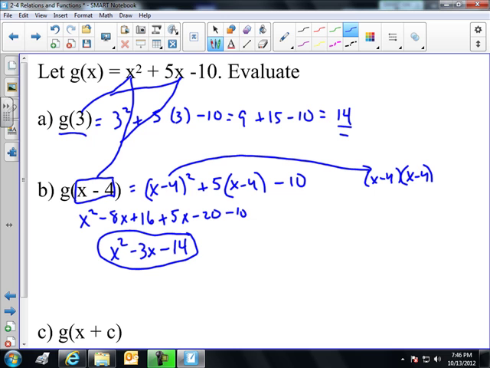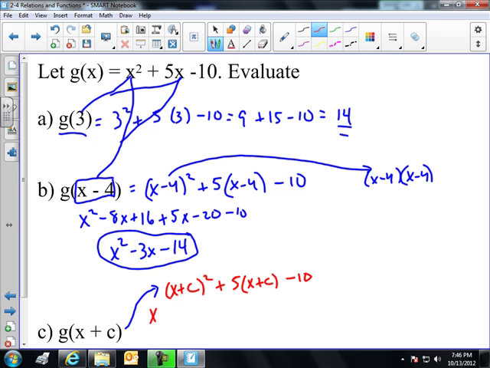Just in setting this other one up here, let me try to maybe work up above a little bit here, try to make some more space, and I'll use a different color. Replacing all these x's with the quantity of x plus c, then we would have x plus c squared plus 5 times the quantity of x plus c minus 10. Now again, when we square this x plus c, we do like what we do with this x minus 4, we have to use the FOIL method there.